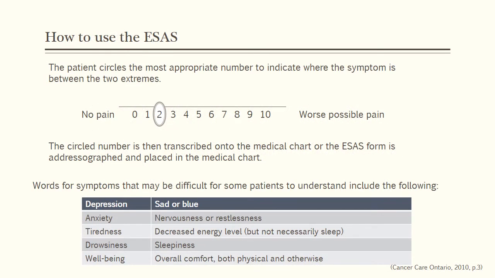How to use the ESAS. The patient circles the most appropriate number to indicate where the symptom is between two extremes. So as we can see here, we have 0 being no pain to 10 being the worst possible pain. And some things to keep in mind with regards to this. Some words may be difficult for some of the patients to understand, and we've just included them in the table below for your own review.